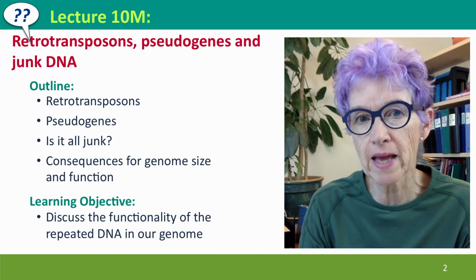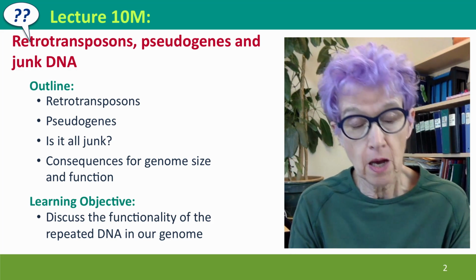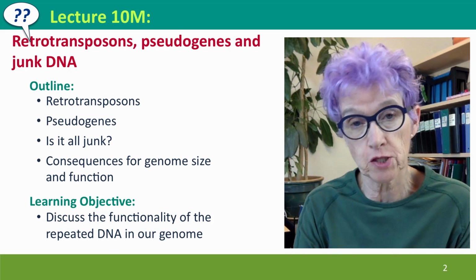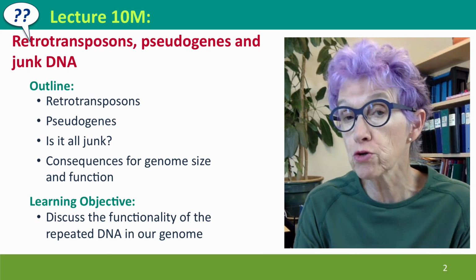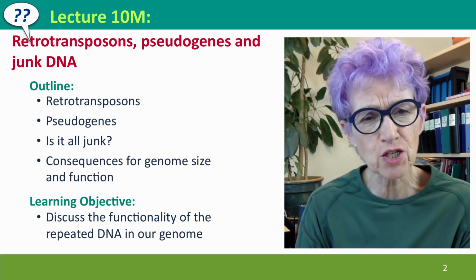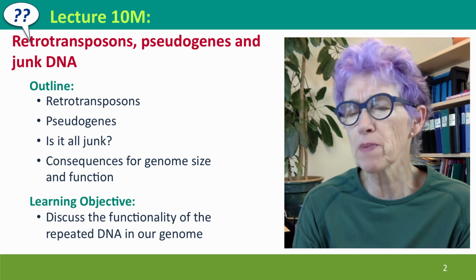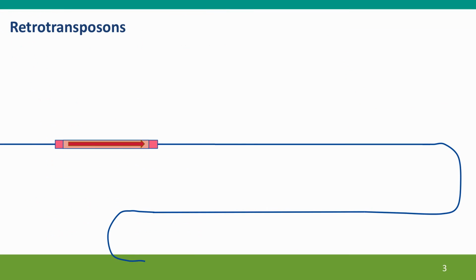This is lecture 10M. We're going to continue our discussion of mobile DNA by talking about the RNA-based mobile elements, retrotransposons, the pseudogenes that these elements also create, and the extent to which all of this replicated DNA in our genomes can be considered to be junk.